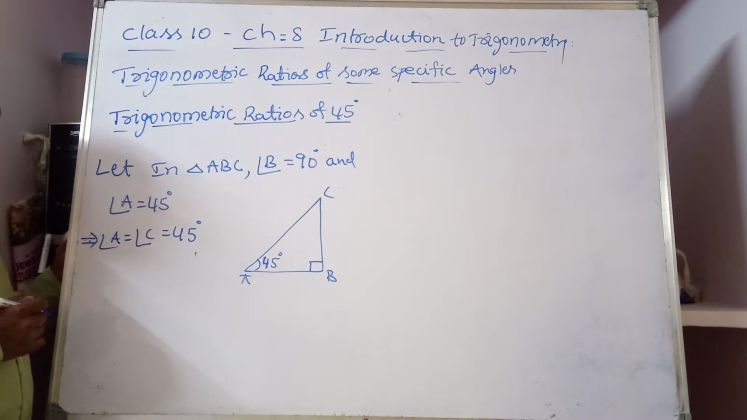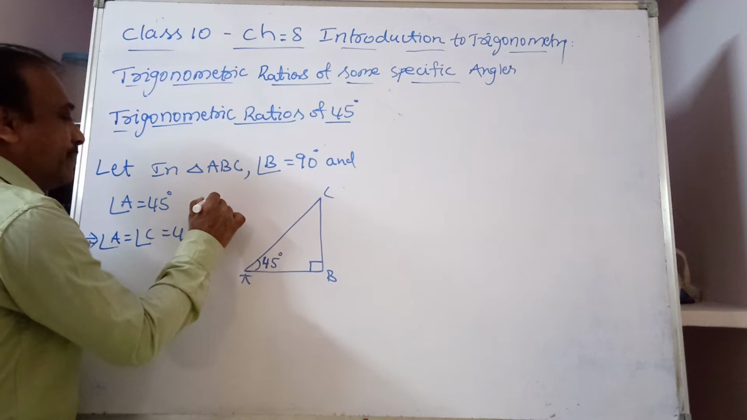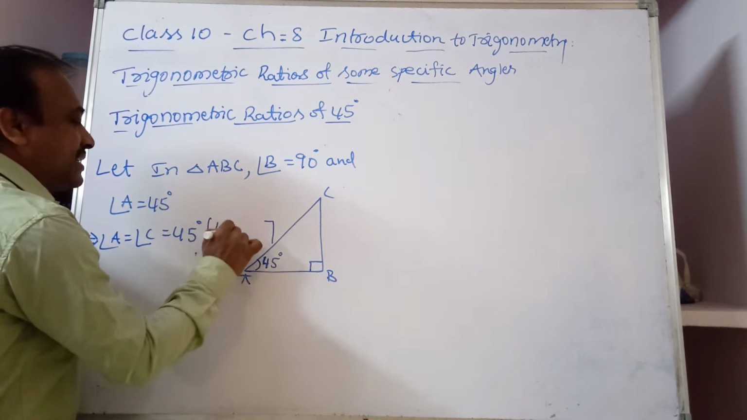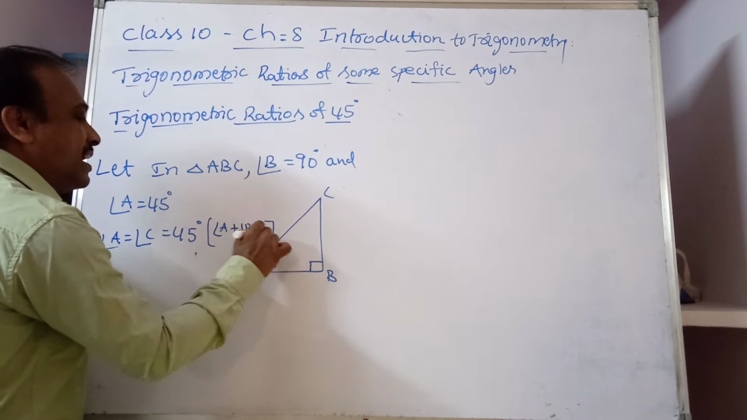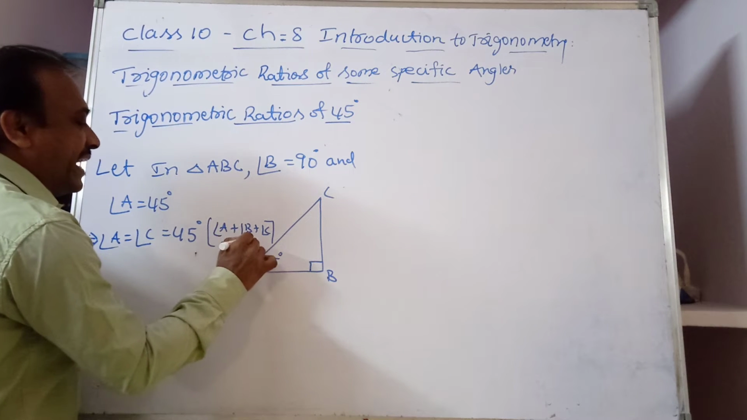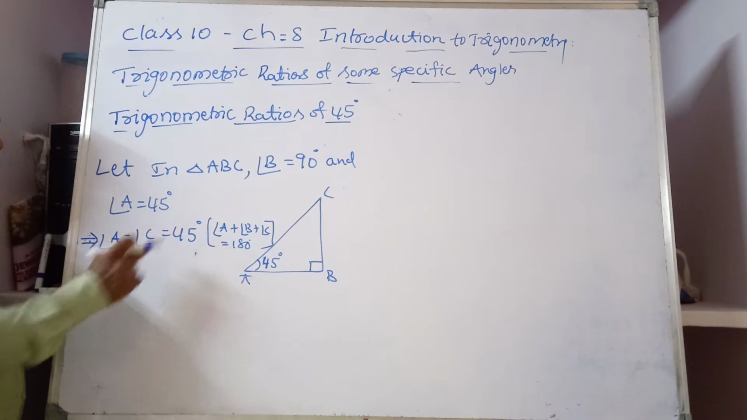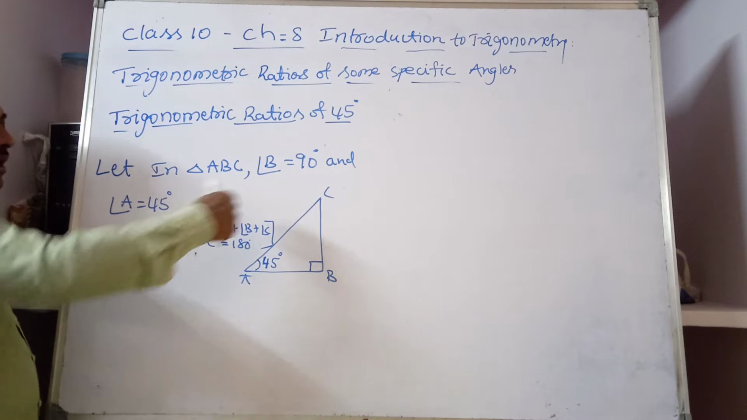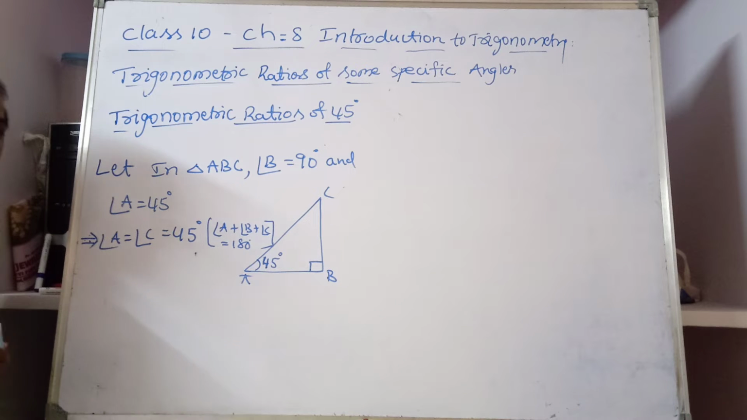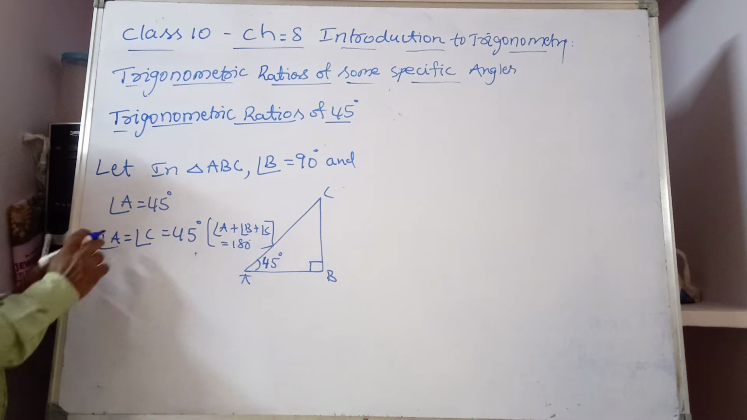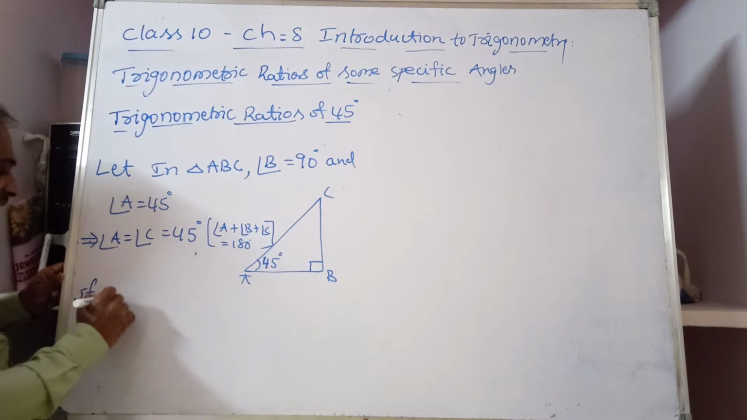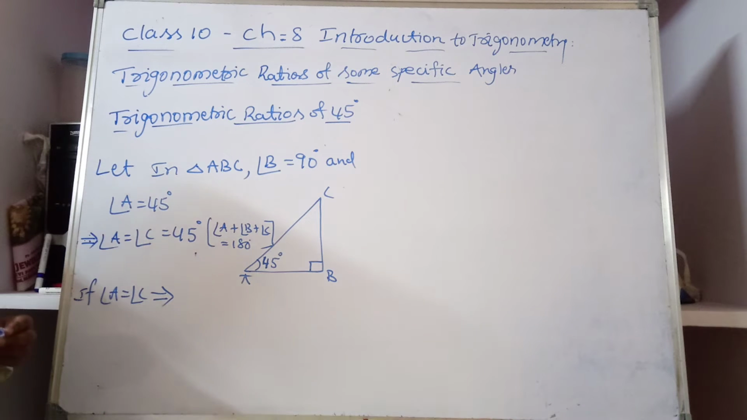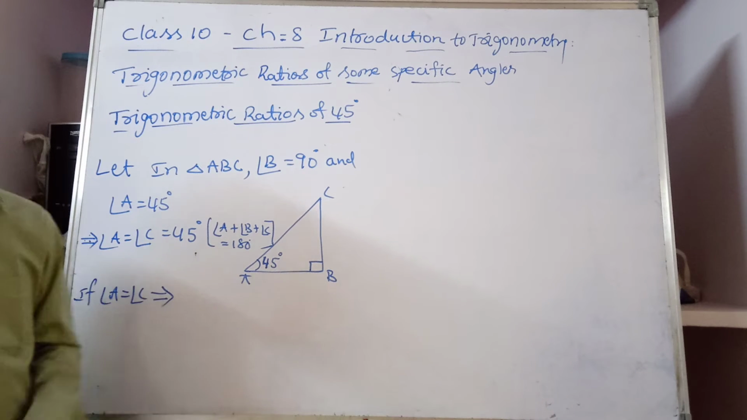Reason: angle sum property. Here you can mention it. Why is it 45 degrees? Angle A plus angle B plus angle C is equal to 180 degrees. Because all three angles together make 180, if this is 90 and 45, definitely C will be 45 degrees. Now, if angle A is equal to angle C, what can you say about the sides?